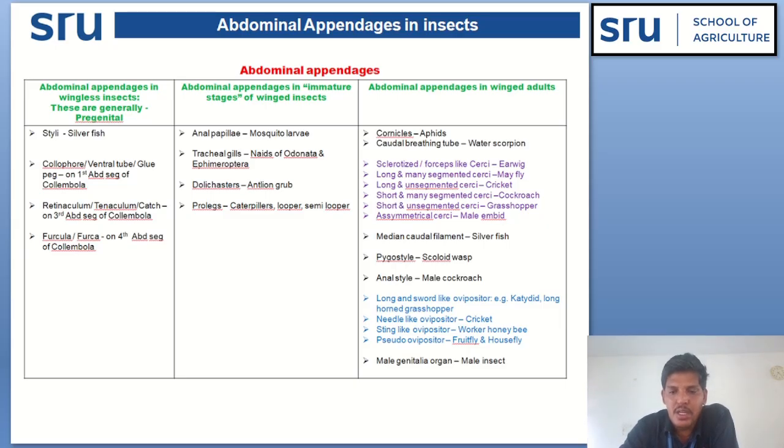cockroach, long and sword-like ovipositor in katydid and longhorn grasshopper, needle-like ovipositor in cricket, sting-like ovipositor in worker honeybees, pseudo-ovipositor is there in fruit fly and housefly, male genital organ is there in male insects.